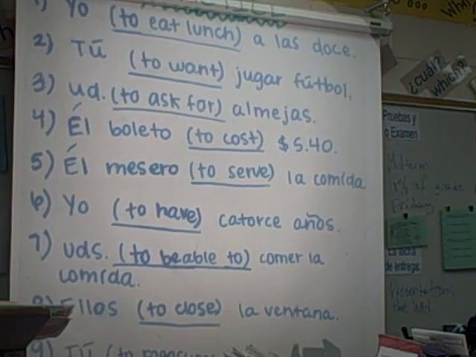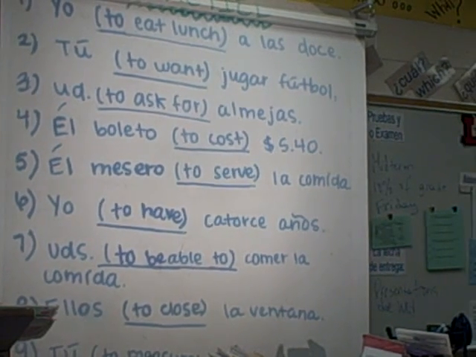Alright, so again, just like we did for our test, you have to know the meaning of the verb as well as how to conjugate it. Do I need to read them, or is it self-explanatory enough? I think we've done enough practice. So, to eat lunch is what? Almorzar.